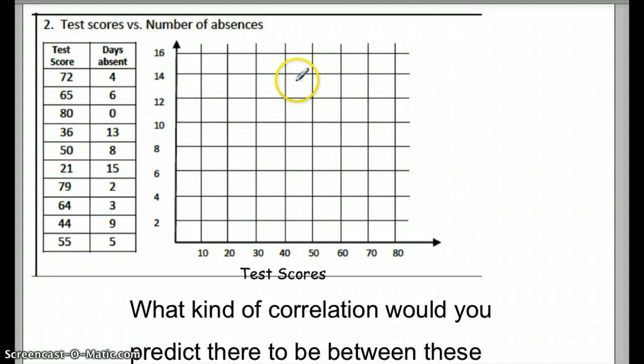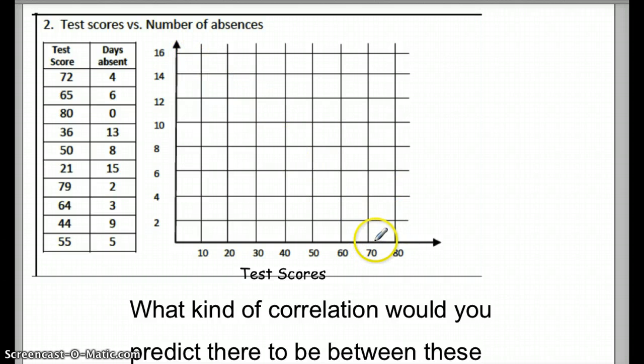Looking at graph number 2, here you have the relationship between test scores versus number of absences. So what would you predict? What kind of correlation would you predict there to be between these two variables? Would you say somebody with more absences will have a higher test score, or someone with less absences will have a higher test score? If you said the second, then you are correct, and we know that that is a negative correlation. So we're going to be looking for a graph that slopes down from left to right.